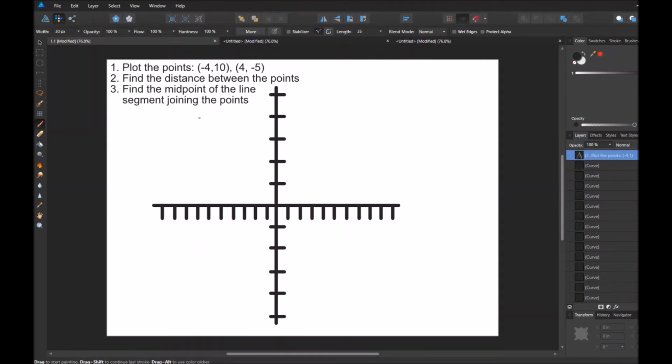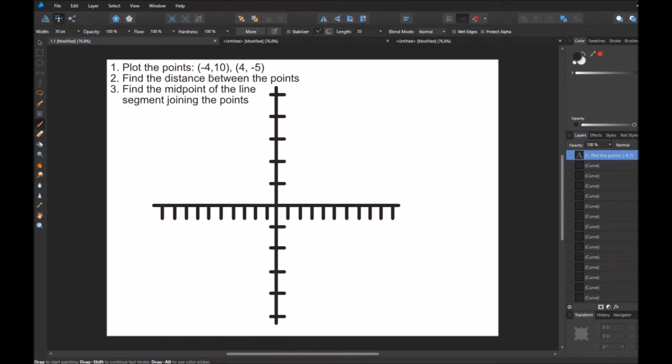Okay, so in this next question, we're given the same instructions, but a different set of points. We're given -4, 10, and 4, -5. So I want you to pause the video right here and try this on your own, and then unpause it when you're finished, and we'll see how you did. So assuming that you tried this problem on your own, let's go through the problem now, and we'll see if you got it right or if you made a mistake somewhere.